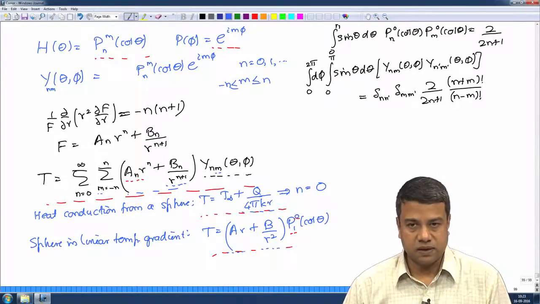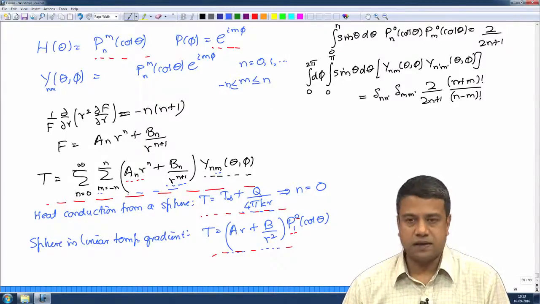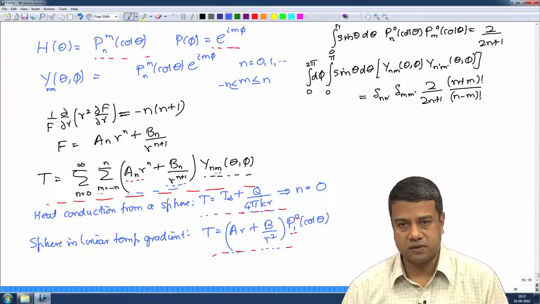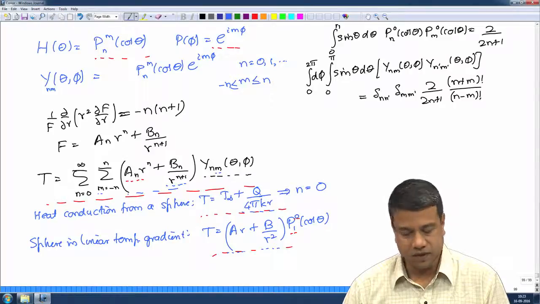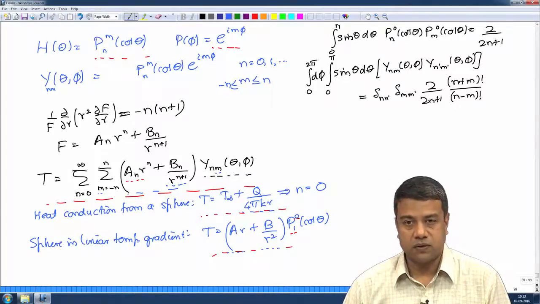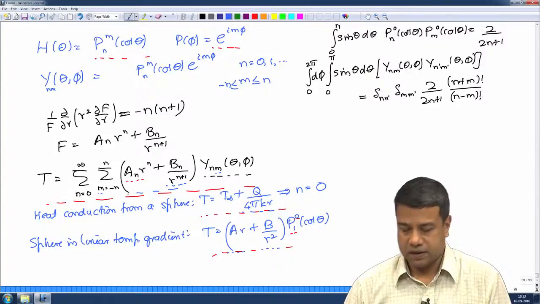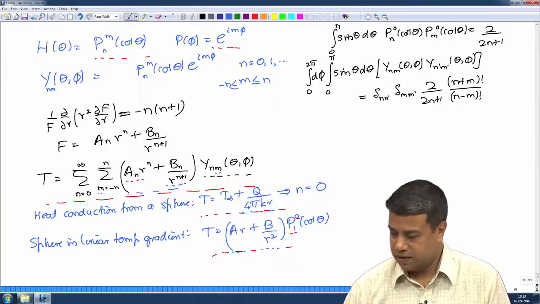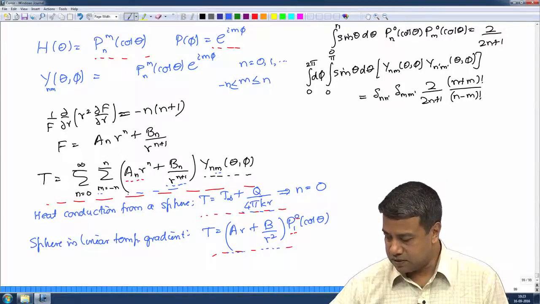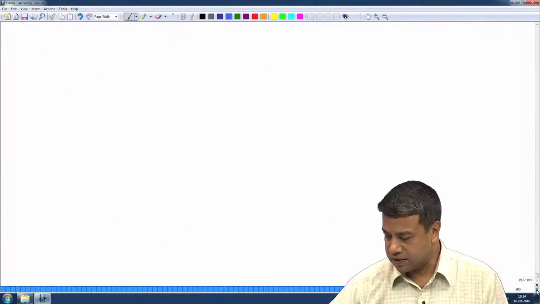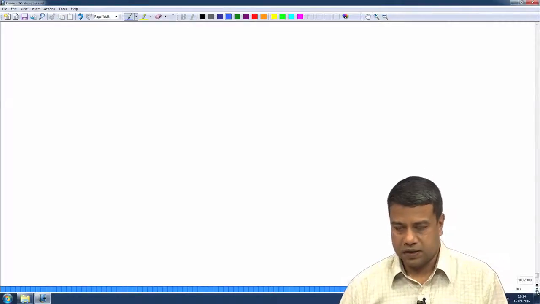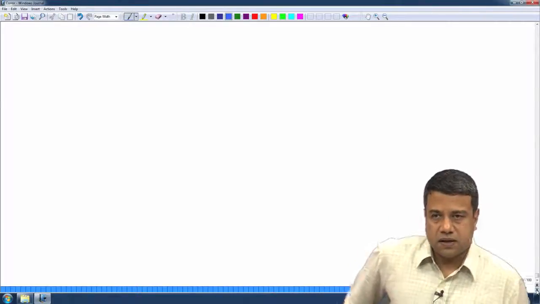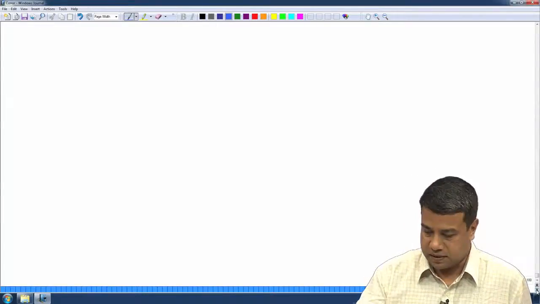For n is equal to 1, m is minus 1, 0 and plus 1. There are 3 solutions. For n is equal to 2, m can have values of minus 2, minus 1, 0, plus 1 and plus 2. There are 5 solutions. What do these solutions physically mean? I will try to give you some understanding of the physical meaning of these solutions. But first, we will look at the solution of the diffusion equation in another way, and that is to consider the temperature field due to a point particle.